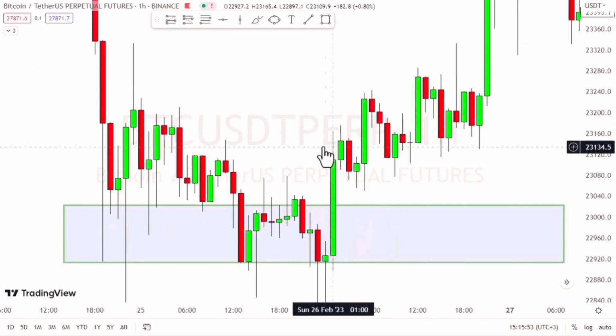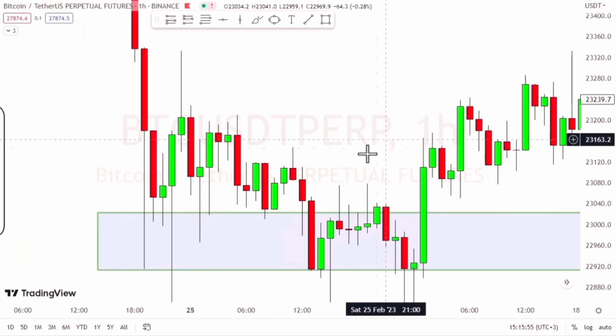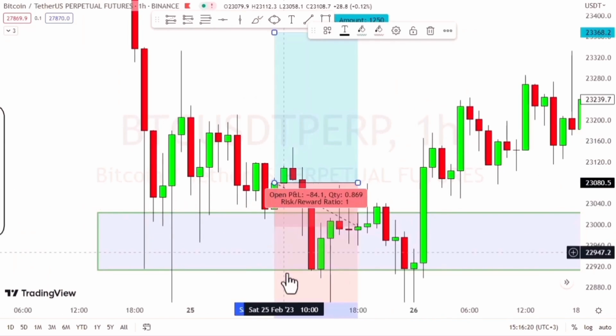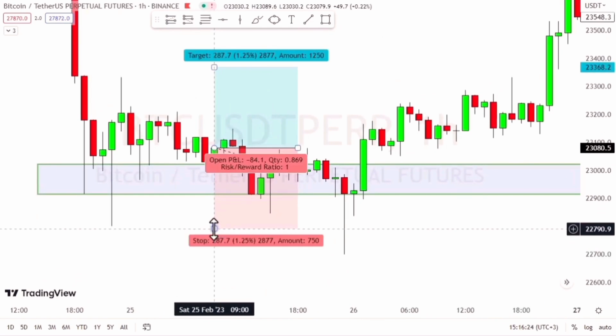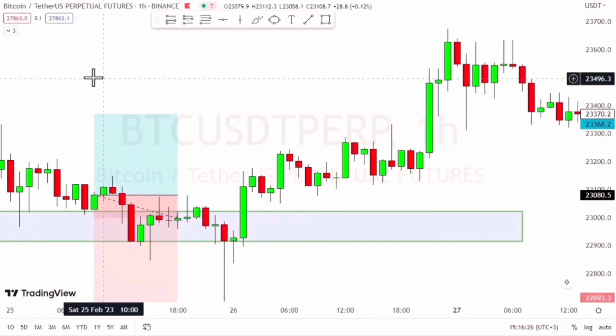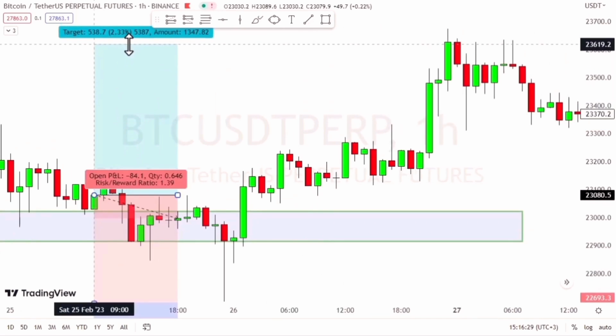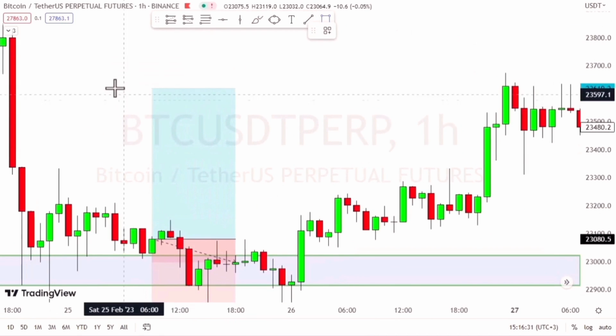So we call it a harami. If you wanted to take a trade here, we should have done it like this: had our stop loss here and gone long like this. Our target point was here, and just like that. And the bearish harami is exactly the opposite.